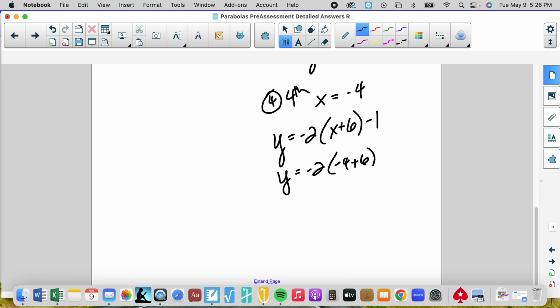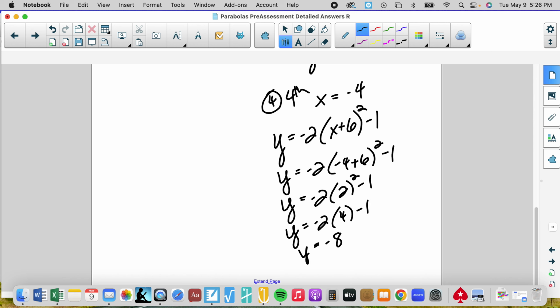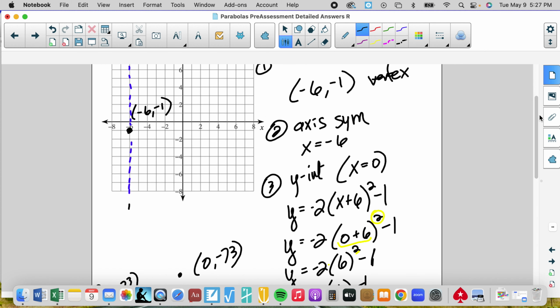Quantity squared, sorry. We're going to do negative 2, 2 squared minus 1. We're going to do negative 2 times 4 minus 1. Negative 8 minus 1. Y equals negative 9. So we plugged in a negative 4 and we got a negative 9. Negative 4, negative 9 is right here. That works with the shape, 2 away.